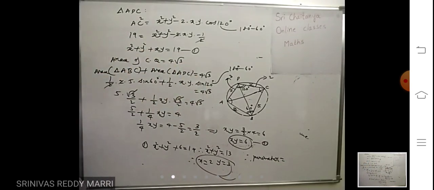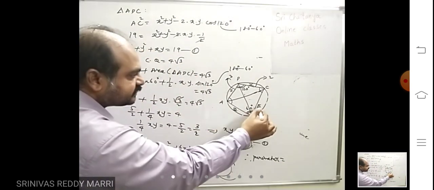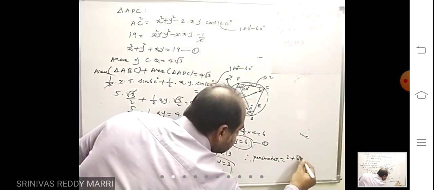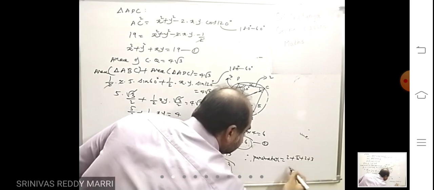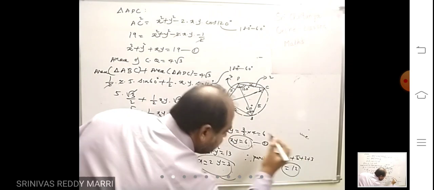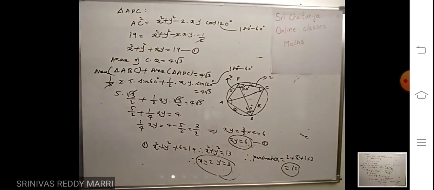Perimeter means what? Sum of all the sides. 2 plus 5 plus 2 plus 3. That means 9 plus 3, 12. So that is the perimeter of the cyclic quadrilateral.